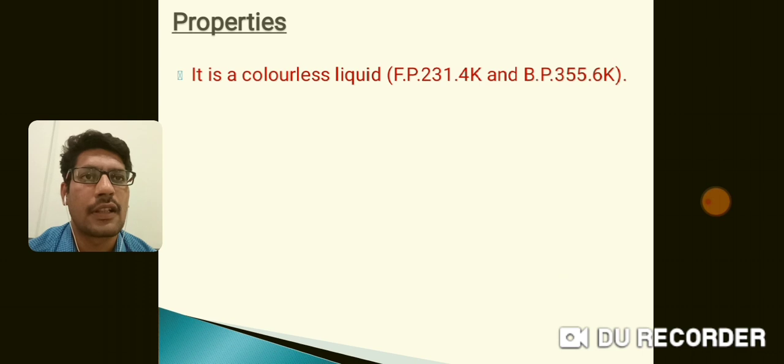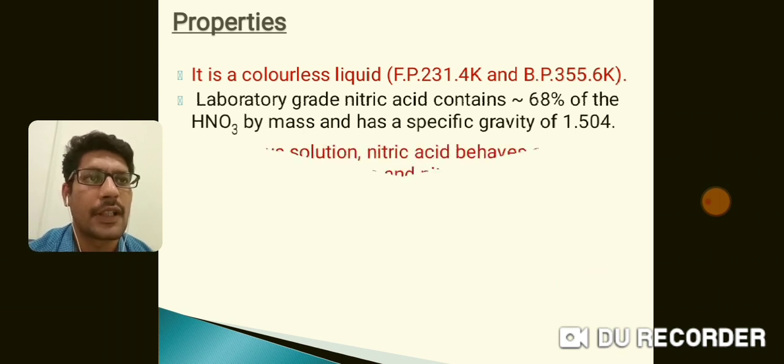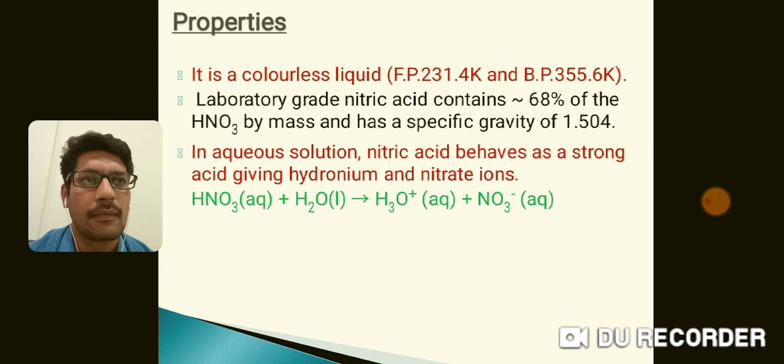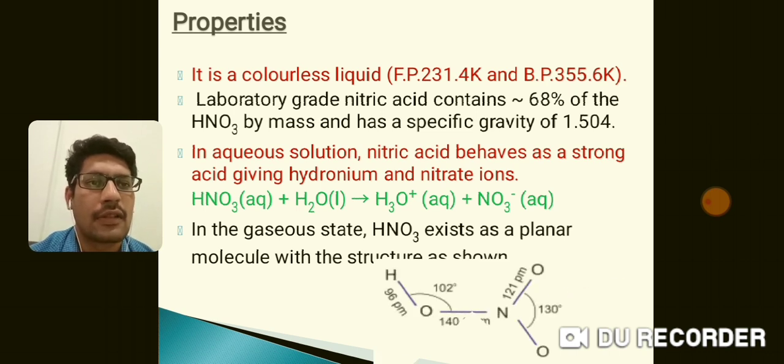Properties. It is a colorless liquid. Laboratory grade nitric acid contains about 68% of HNO3 by mass and has a specific gravity of 1.504. In aqueous solution, nitric acid behaves as a strong acid, giving hydronium and nitrate ions. In the gaseous state, HNO3 exists as a planar molecule with the structure as shown. This is the structure of HNO3 with bond angles and bond lengths.